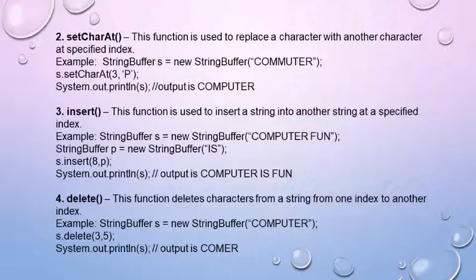Now the next statement is s.setCharAt(3, 'P'). That means at index number 3, we want to change the character to capital P. Index number 3 means start counting from 0 in the word computer. C is at 0 index, O is at 1 index, then M is at 2 index, and the next M is at 3 index. So the second M will be changed to P. So when we write System.out.println(s), it will give the output as compputer. I hope this is clear to all of you.